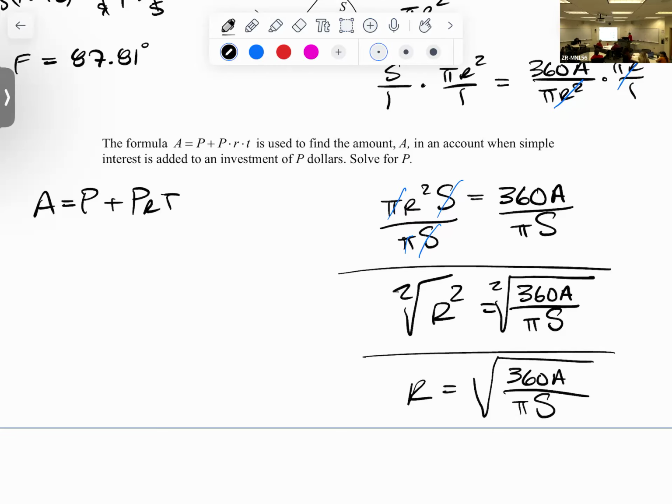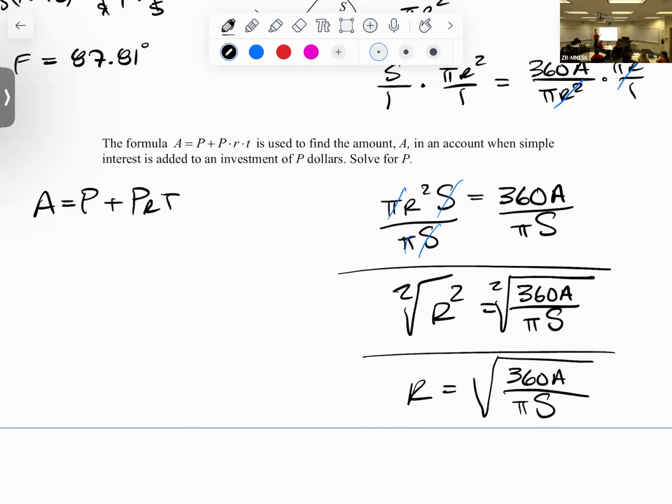So in this case, once again, this is currently solved for A. I want to solve this one for P. This one starts out with kind of a fundamental concept. I have P plus other things with P. So I have P in both of these. I need to pull a P out. Does anyone remember what that's called?